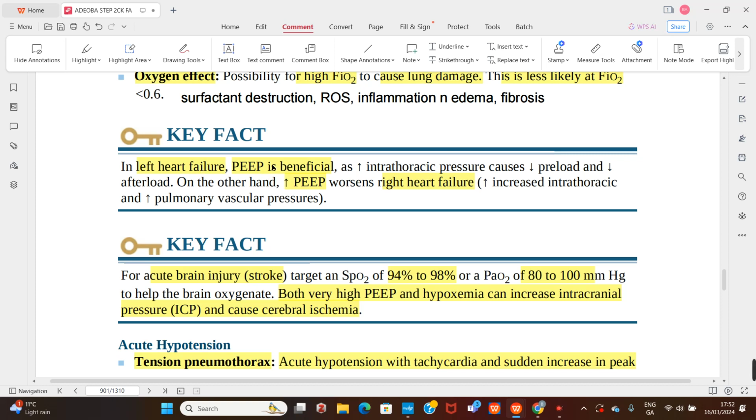Why? Because when you increase that PEEP, you are going to increase the pressure in the pulmonary artery, pulmonary capillary, pulmonary vein. And when there's an increase in pressure in these three areas, they are not going to deliver much blood to the left atrium. Do you get that? So it means that there's less blood going to that already weak heart. So the heart is going to be relieved of its stress. Do you understand that side of left heart failure?